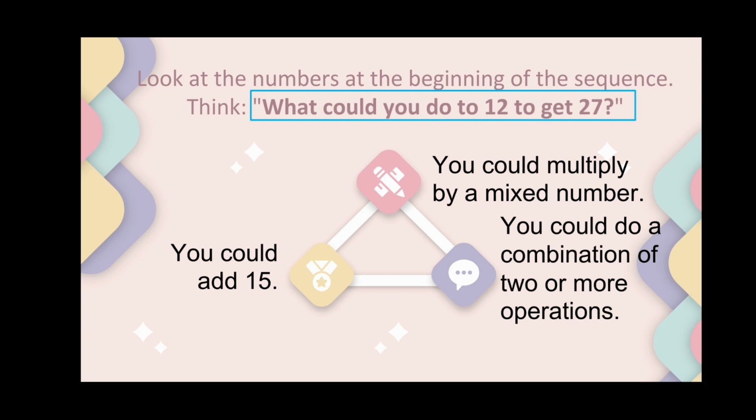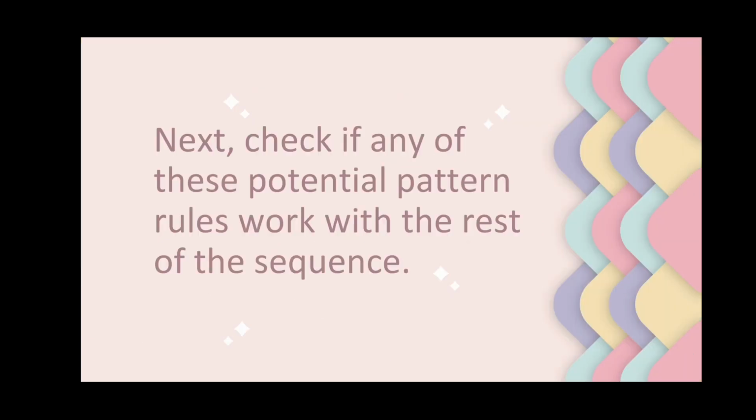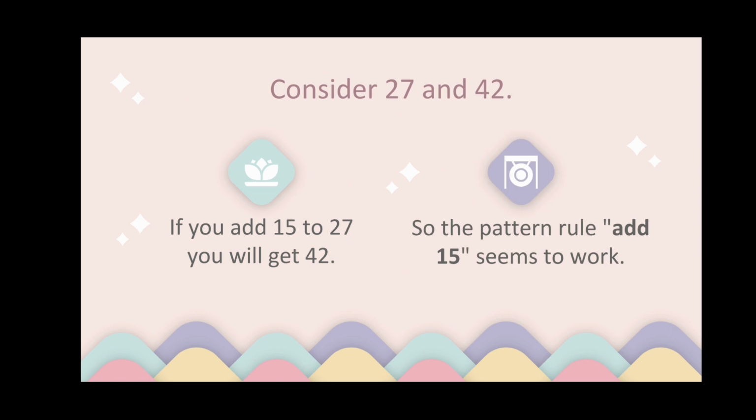Or, you could also do a combination of 2 or more operations. So, for example, you can use multiplication and addition. 12 times 2 is 24 plus 3, you will get 27. Next, check if any of these potential pattern rules work with the rest of the sequence. Consider 27 and 42. If you add 15 to 27, you will get 42. So the pattern rule add 15 seems to work.